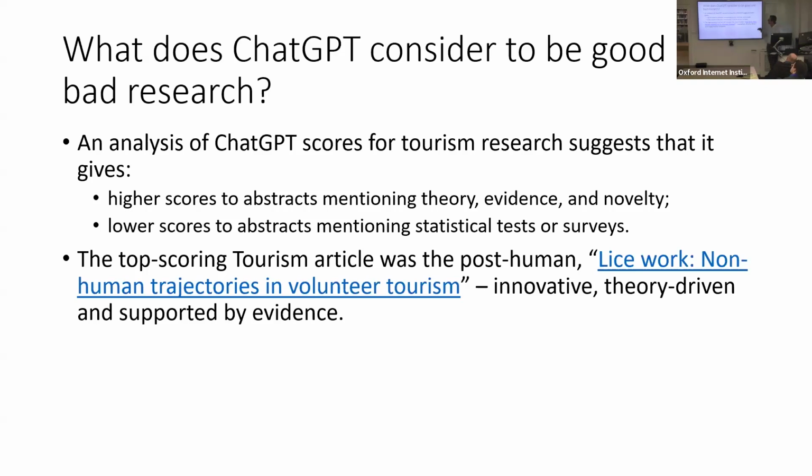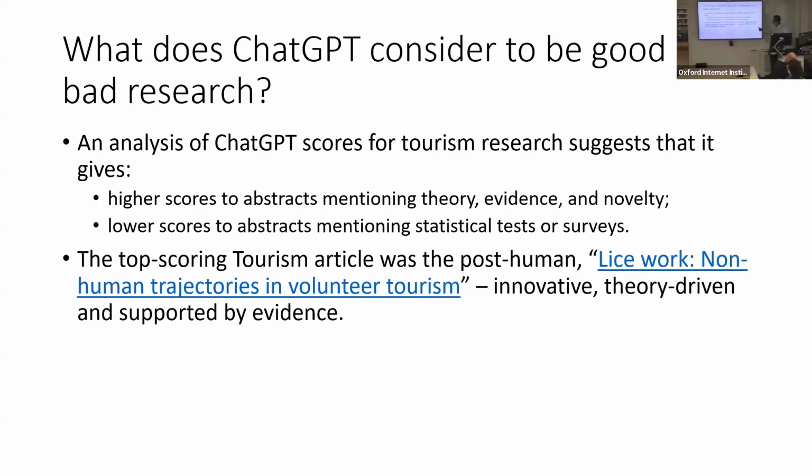And the general trend seems to be that it gives higher scores to abstracts that mention theory, evidence, and novelty. So if your abstract makes clear claims for those, then it likes them, and it's more likely to give a high score. And if your abstract mentions a survey or statistical tests, surprisingly, then it's less likely to give the paper a high score. You can use statistical tests, but don't mention them in the abstract.